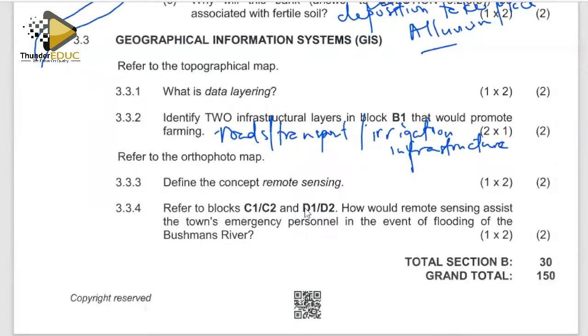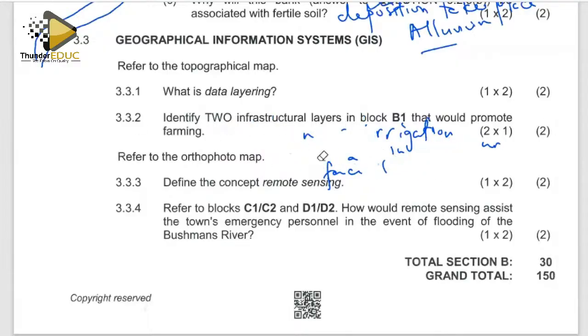And also you can check if there are any storage facilities like the silos. They are also infrastructure supporting farming. So you can check if there are storage facilities like the silos. You can check if there are road networks or transport networks, and also if there's support of irrigation infrastructure in the area. Just as suggestions, since we don't have the map. Right, we move on to the next question.